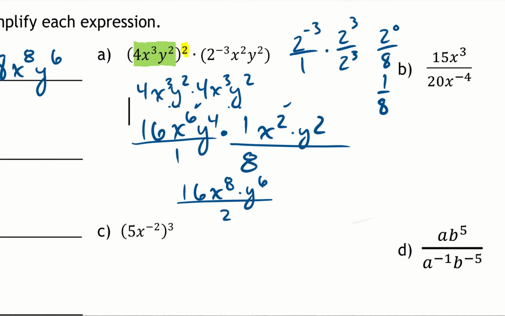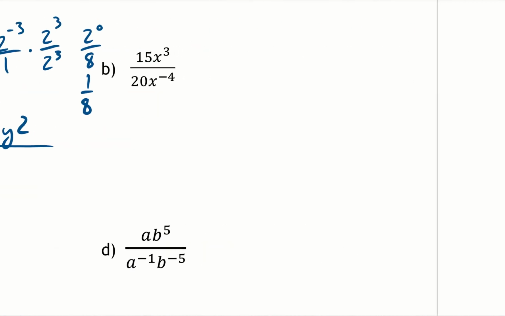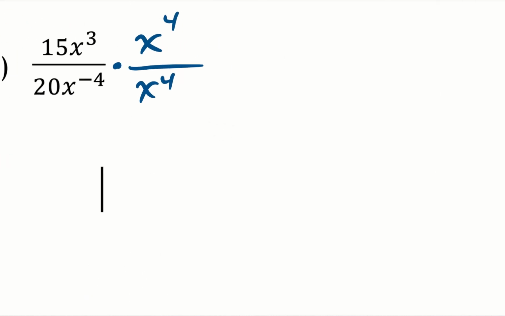Let's look at part B. Let's get rid of these negatives. There's this x to the negative 4th. I'm going to multiply both the numerator and denominator by x to the 4th. Again, I can multiply by any number 1 that I want to. This is a convenient one because it gets rid of my negative exponent in the denominator. In my denominator now, I'm left with just 20 times x to the 0 power, and x to the 0 power is 1, so I'm looking at just the number 20.